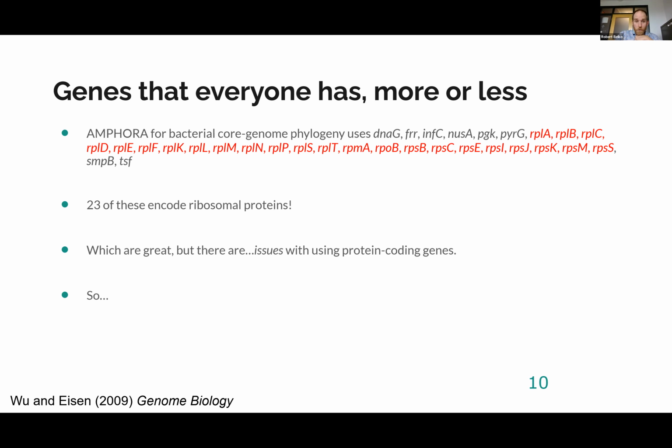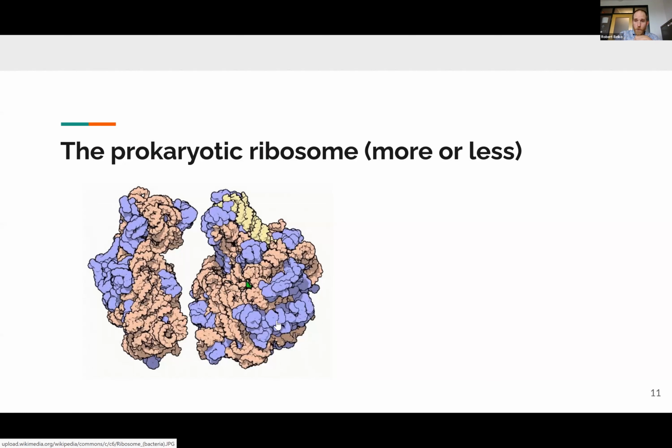So what else can we do? Well, we can take a closer look at the ribosome. The ribosome remains a great target. Everybody has it because everybody needs to make proteins. So it's a good thing to focus on.